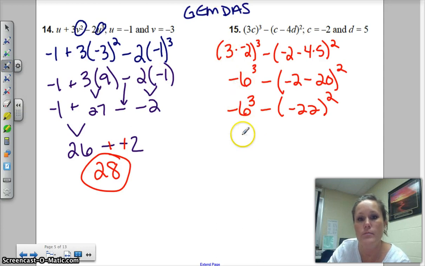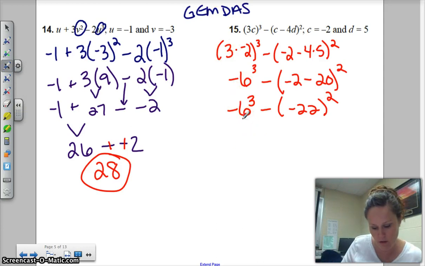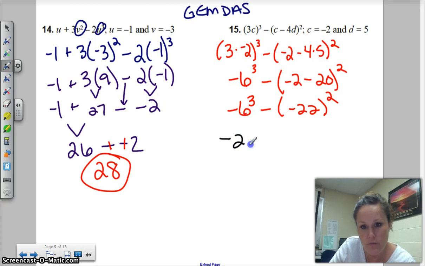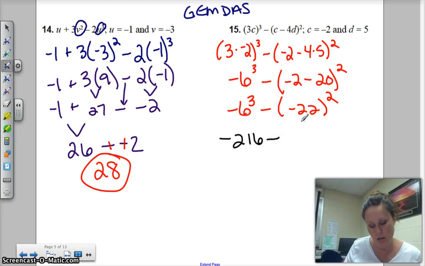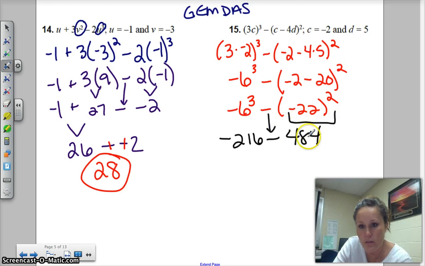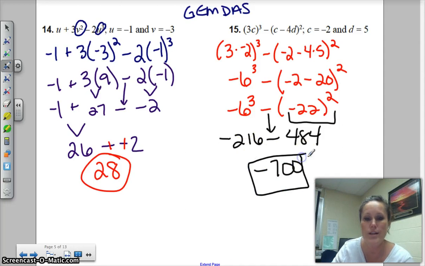This is -22 squared. Now I'm going to do my exponents. So -6 to the third is negative 216, and -22 times -22 is 484. Notice how this comes down, and this is this part right here. So -216 minus 484 is -700.